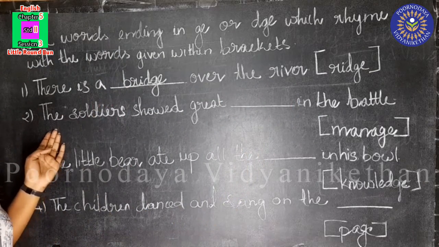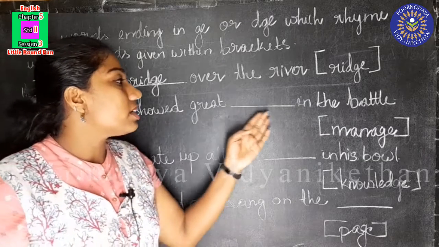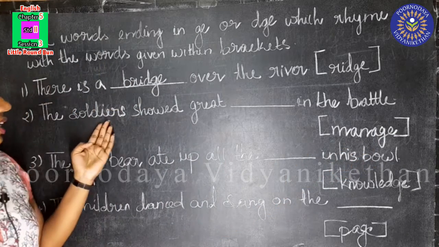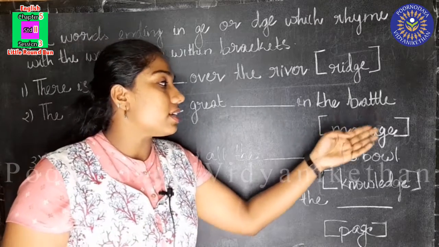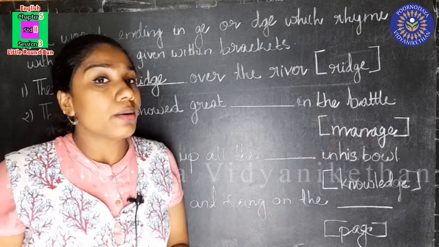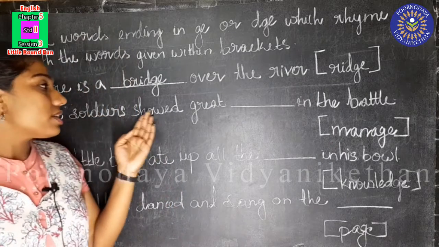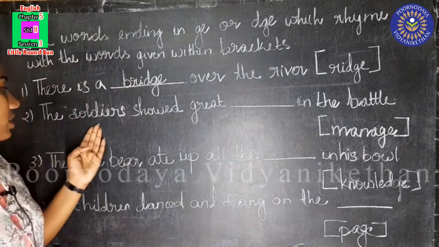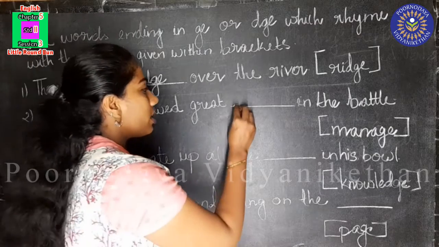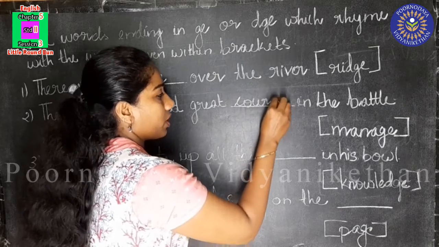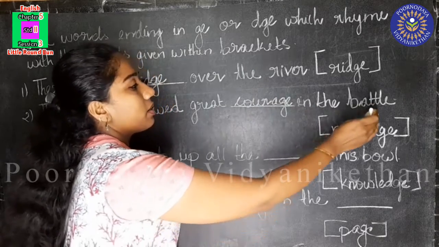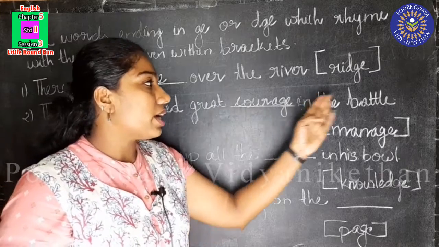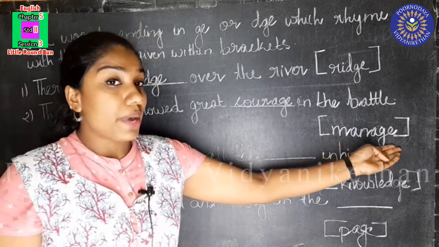Now, see the second one. The soldiers showed great dash in the battle. And what is given here? Manage. Can you tell me a rhyming word for manage? The soldiers showed great courage. Courage in the battle. So we can write it here. The soldiers showed great courage. Courage in the battle. How can we read it? The soldiers showed great courage in the battle. It is a rhyming word of manage.